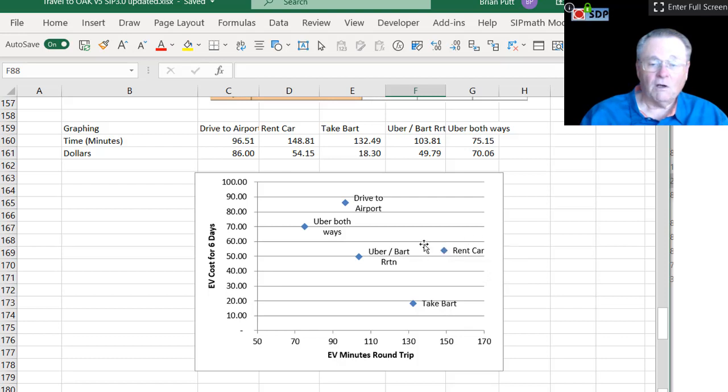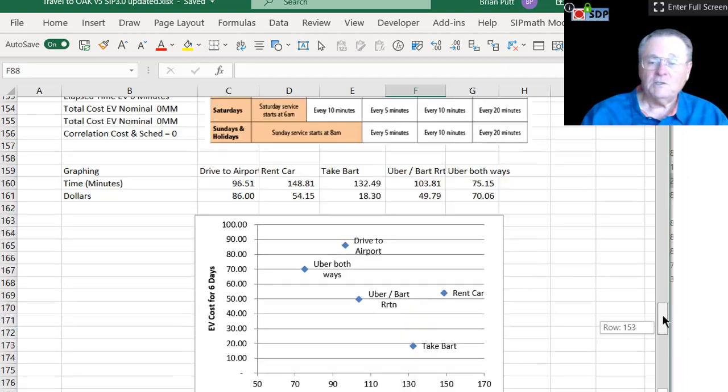So clearly we can cross off the rental car. But the Uber BART return, although it takes less time, costs more, and same with this one. And over here, I think this is the same. Driving to the airport is inferior to Uber both ways. So driving to the airport I can eliminate from my alternatives. So now the question might be, well, does the decision change if I change the length of the trip?